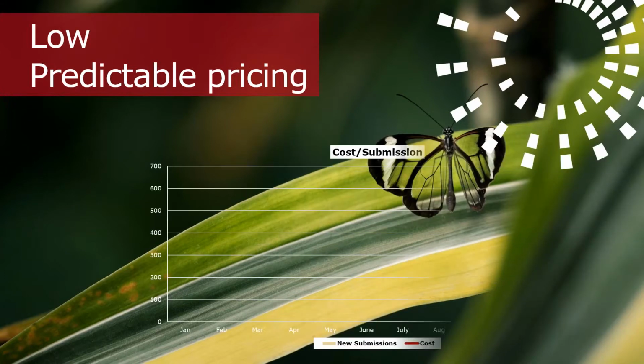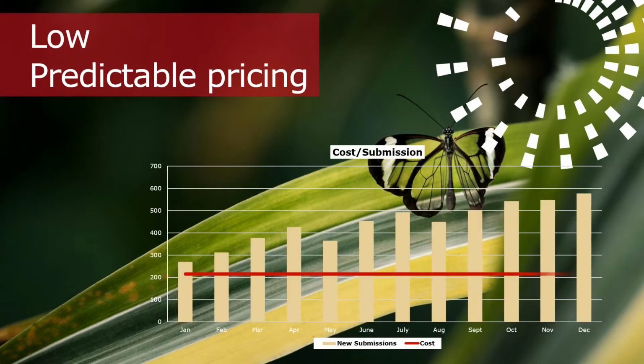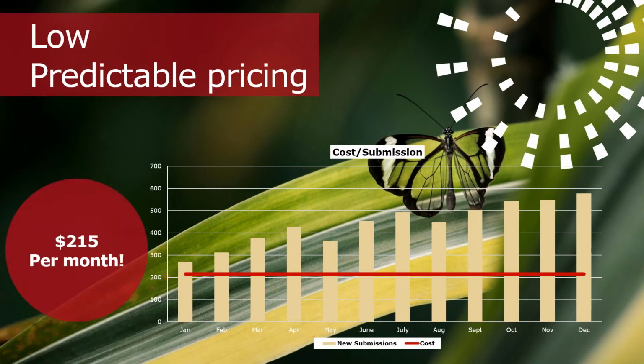Our pricing is predictable, which makes it easy for you to budget for this critical resource. For a small journal with a long-term subscription with HighWire, this rate can be as little as $215 a month.